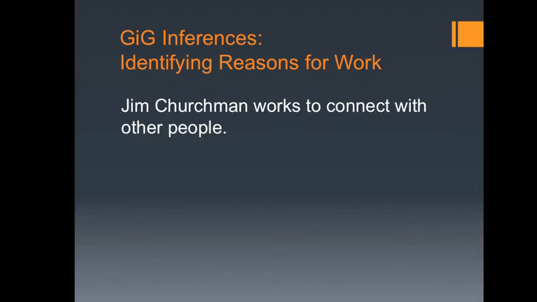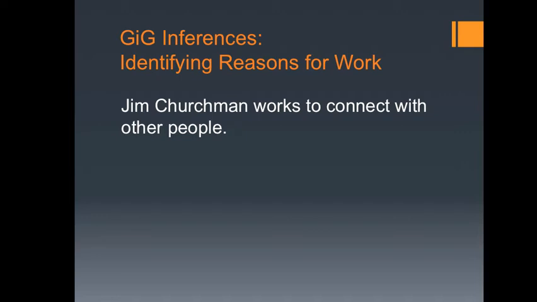Let's say that someone wanted to make this inference about Jim Churchman, the Walmart employee's interview. And they said, Jim Churchman works to connect with other people. Well, for that to be credible, there'd have to be evidence out there in the interview that suggests that. And I think there is. He talks about playing guitars with his fellow employees. He talks about how much he loves greeting people when they come in the door. He talks about how his fellow employees helped him when his wife was ill, and he talks about even dinners and get-togethers. So clearly there's a preponderance of evidence from this piece that supports this idea that he works with people.